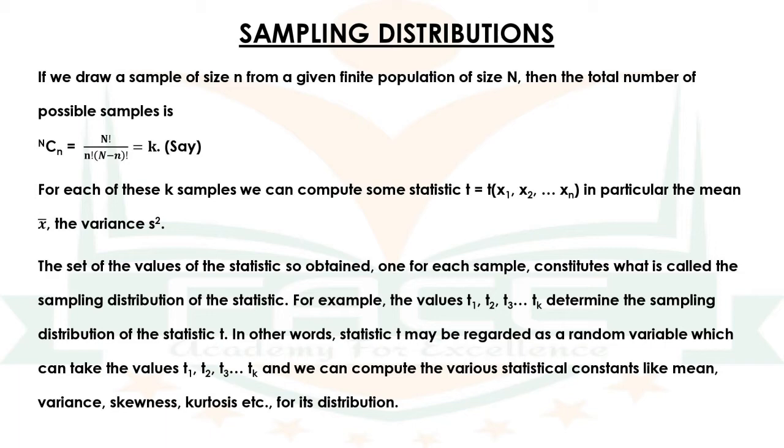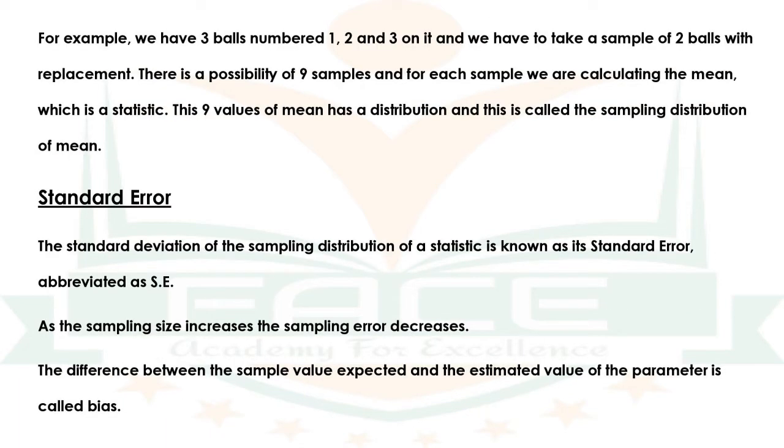For example, if we have 3 balls numbered 1, 2 and 3 on it, and we have to take a sample of 2 balls with replacement, there is a possibility of 9 samples, and for each sample we calculate the mean, which is a statistic. These 9 values of the mean have a distribution, and this is called the sampling distribution of the mean.